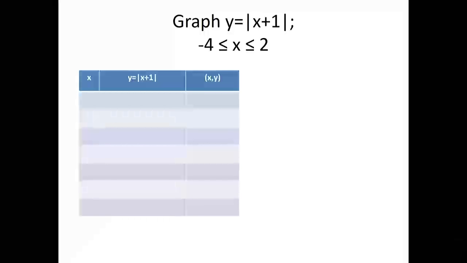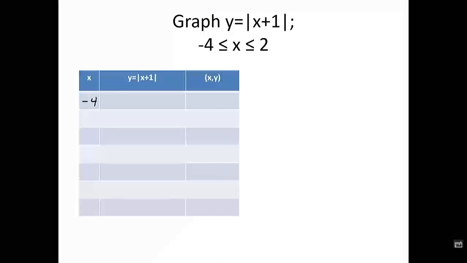All right, so we're going to create a table. In order to graph any equation, we need a set of ordered pairs. So we're going to generate a set of ordered pairs. And we're going to choose x according to the definition here. So we have -4.